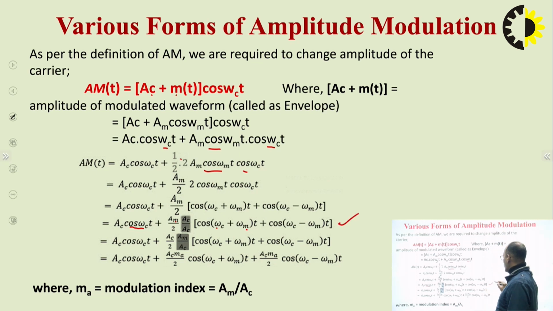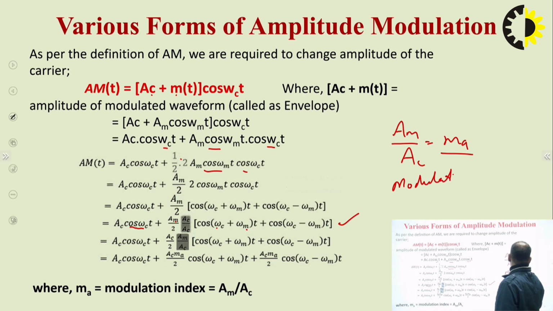So this particular equation is denoting three parts, and before that we are using one point: when we multiply both the upper and lower part with AC, we get AM by AC, and that AM by AC is denoted by MA, the modulation index of AM. What is the significance of this? We will discuss that in the next slide. So here we put AM by AC equal to AC MA by 2.